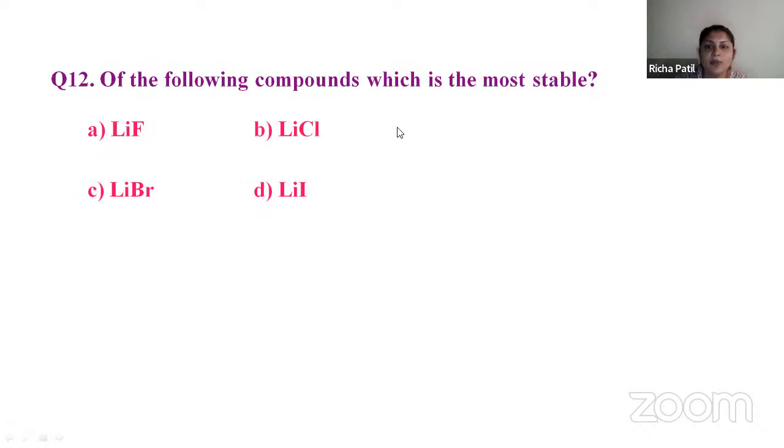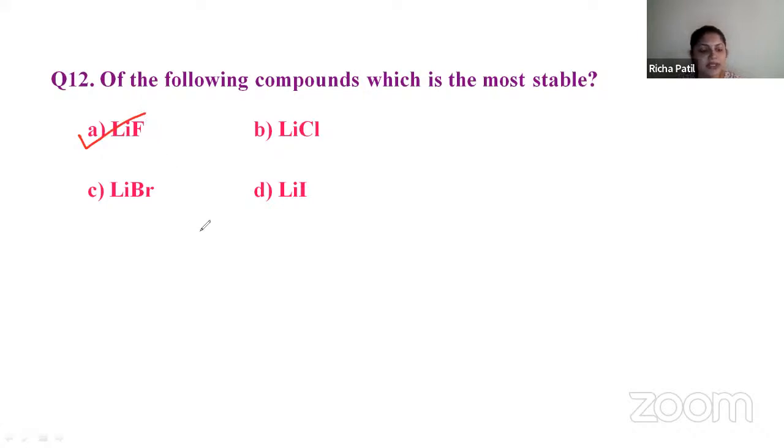Of the following compounds, which is most stable? So which is most stable? The most stable compound is A. What is the reason? It is LiF, lithium fluoride.